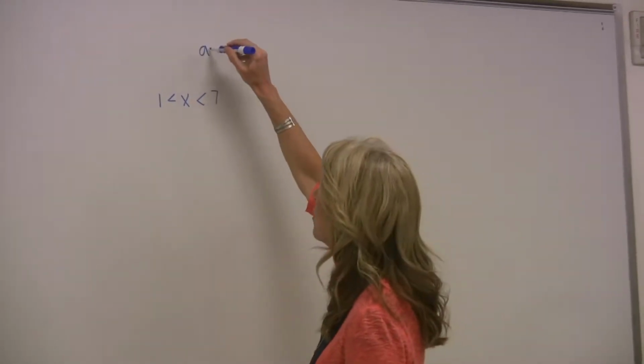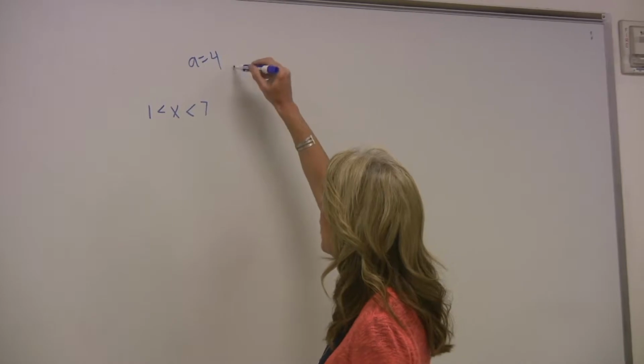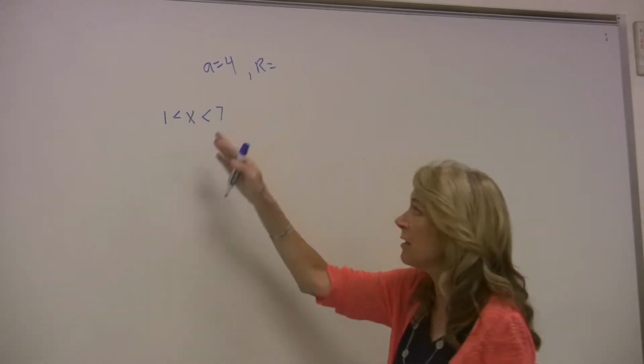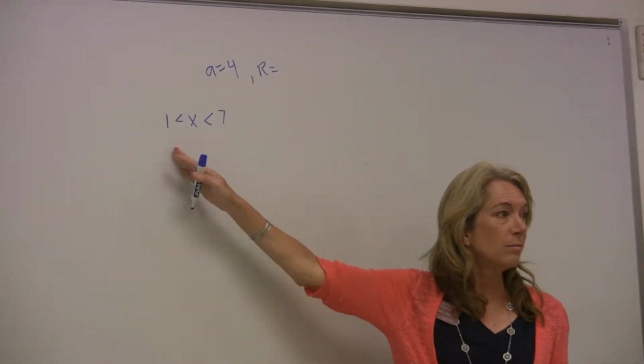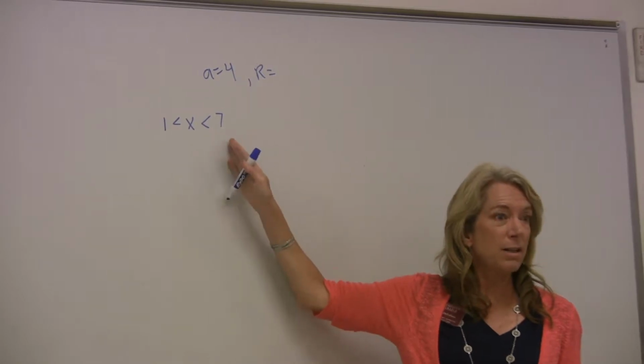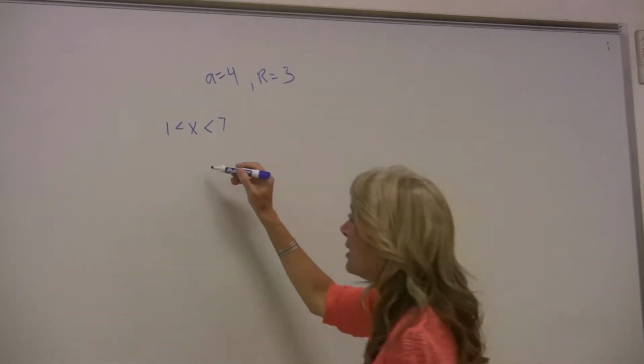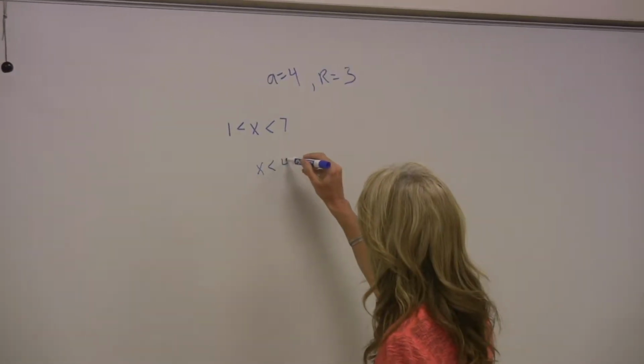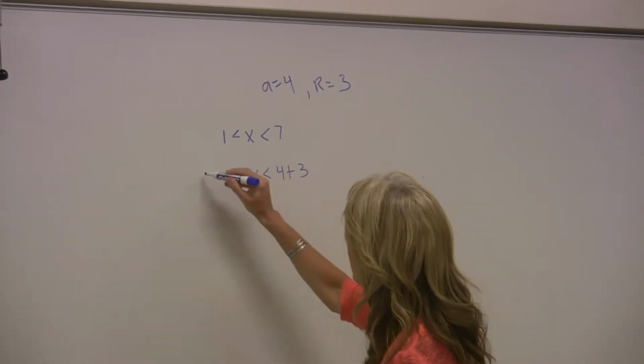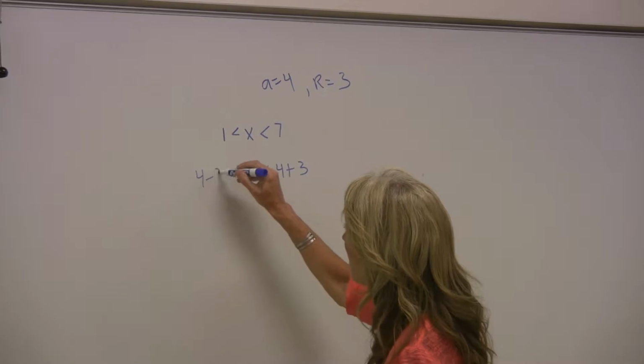So A equals 4. What's my R? How far is it from 4 to either side? 3. 3, right? 7 minus 4 or 4 minus 1. So R equals 3. So we could say that this is 4 plus 3, and this is 4 minus 3.